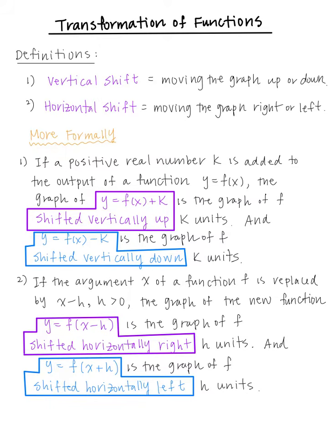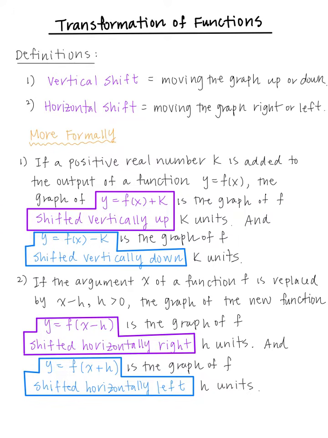Before we get into all the fun, first we're going to have to learn the definitions. So just to save some time, I already wrote down the definition here. So let's first go with the vertical shift. What is it? Well, that's moving the graph up or down. Horizontal shift means that you're going to be moving the graph right or left. Now, how do we express that by using a function notation?